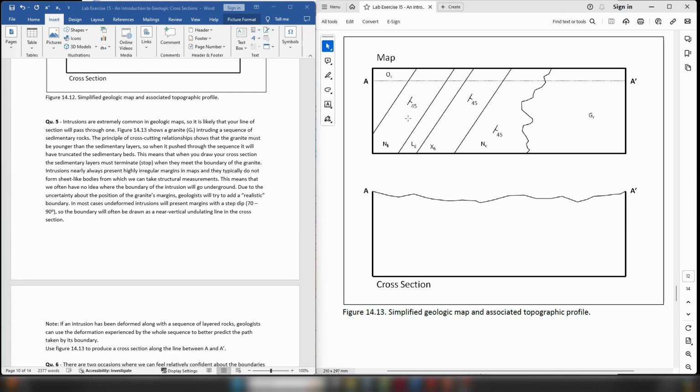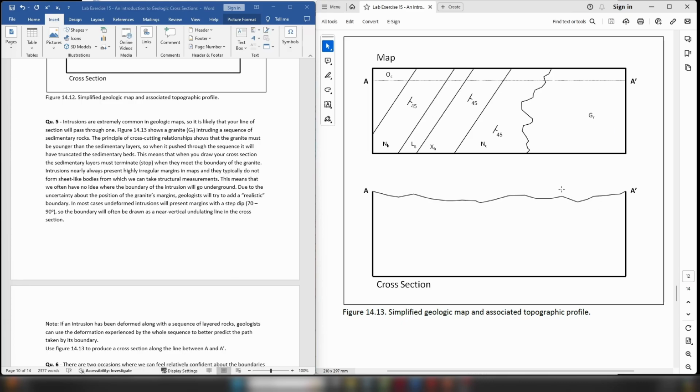So the first thing about intrusions is, although the boundary is uneven, if you look at the general trend of it, it will typically be quite steep. So most intrusions will have a dip of between 70 and 90 degrees. So their boundaries will be quite steep. They'll be near vertical.